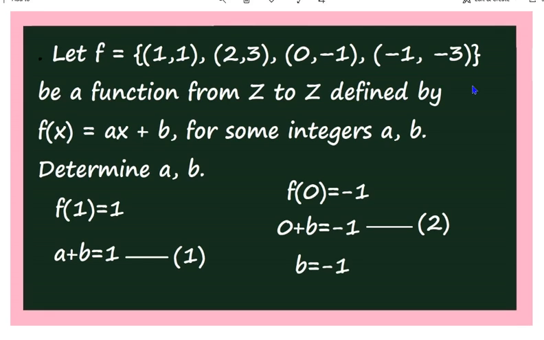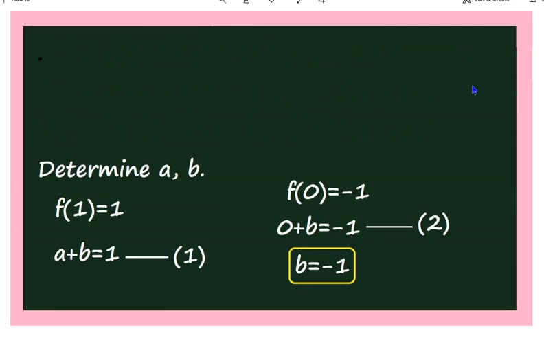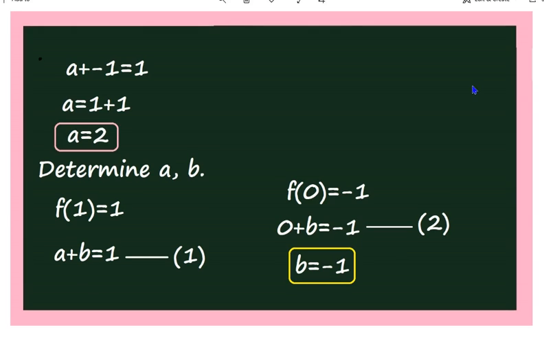And hence you will get the value of b directly. What is the value of b? b is equal to minus 1. Substituting the value of b in equation 1, you will have a plus minus 1 equal to 1, or a is equal to 1 plus 1. And what is the value of a? a is equal to 2. And this is the method of finding the value of a and b. This is one of the important questions.